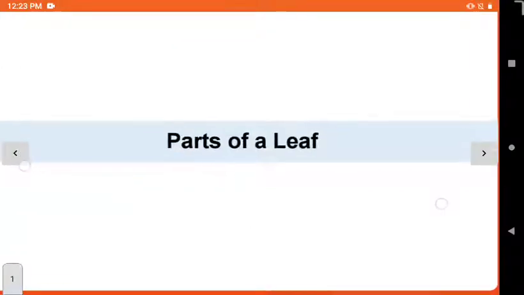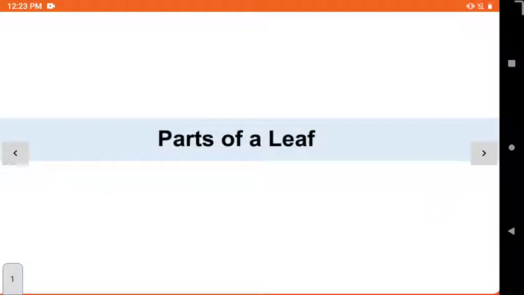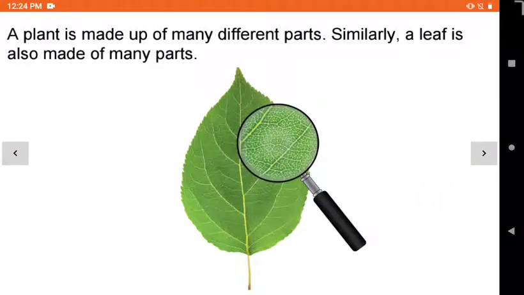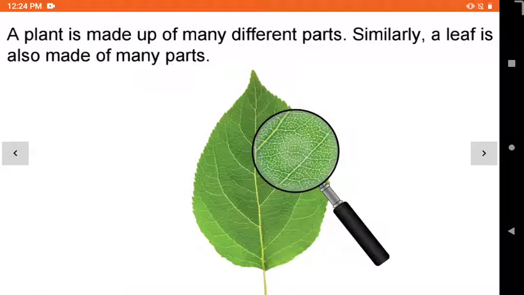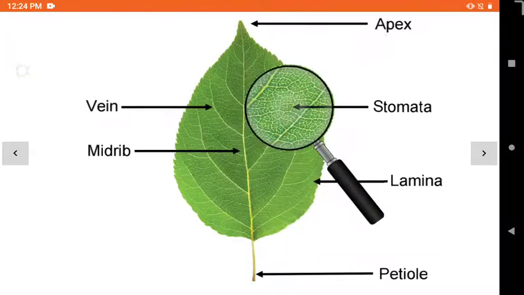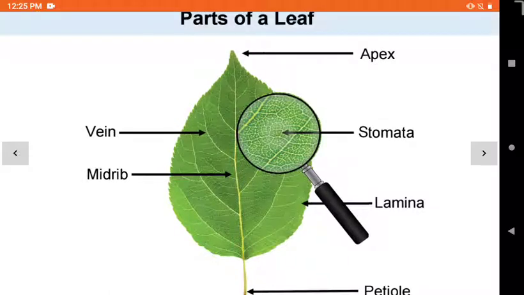Next, we will read about parts of a leaf. See here, a plant is made up of many different parts. Similarly, a leaf is also made up of many parts. Okay, students, you can see here that there are many parts in a leaf. These parts are, first is apex, stomata, lamina, petiole, midrib and vein. Let us look at each part one by one.